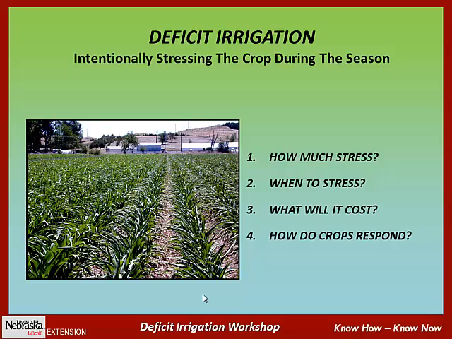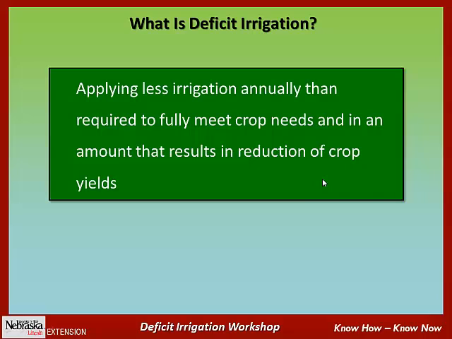Okay, so as a background for that, that leads us into what is deficit irrigation, and why are we talking about that? Some of the questions we have to deal with is, how much stress would I allow? This is an example of a corn crop that we've allowed to be stressed, at about the 12-leaf stage. When I stress it at that time of the year, what impact is that going to have? Ultimately, of course, your banker wants to know, what's that going to cost? And then how do different crops respond? We've tried to look at some of those factors.